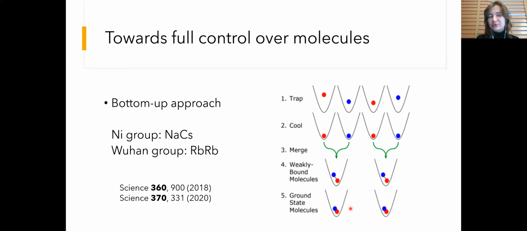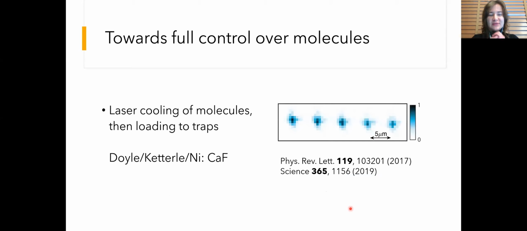I think this is the approach that people are connecting the largest hopes with. But there's also another approach with which you can create this many-body system, and it's kind of the opposite way. You start with forming the molecules, then you laser cool them, and then you load them into traps. This approach was used in the collaboration by Doyle's group with calcium fluoride.